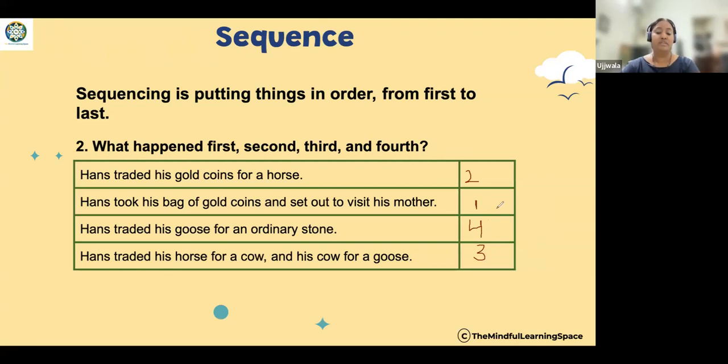Goose for an ordinary stone. Why would Hans trade a goose for an ordinary stone? And why would he trade a horse for a cow and a cow for a goose? And a gold coin for a horse. What does Hans want to do here? Yeah, like what is he doing? Is he a rich guy just throwing away his money? I have no idea, guys.